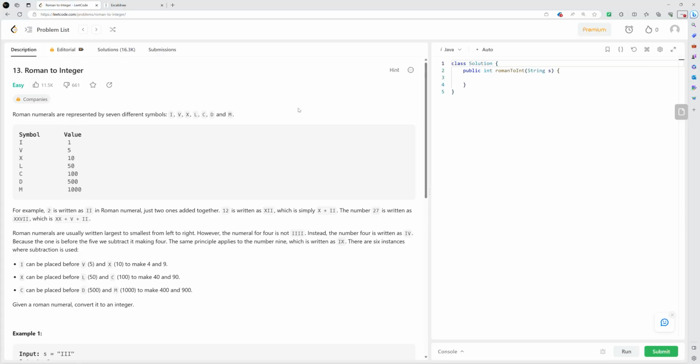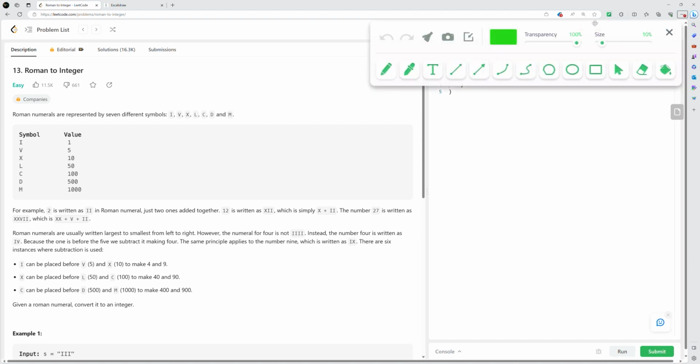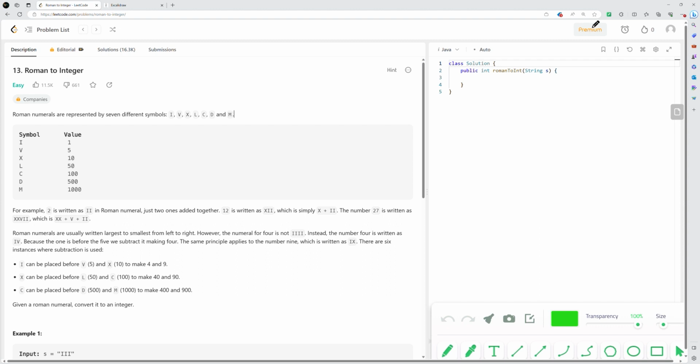The next problem will be Roman to Integer, and we have a longer problem statement this time, so we will go step by step. First, Roman numerals are represented by 7 different symbols: I, V, X, L, C, D, and M, and all of the symbols have a different value. For example, C has the value of 100, X has a value of 10, and I has a value of 1.